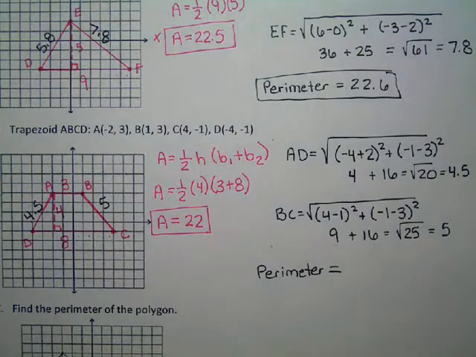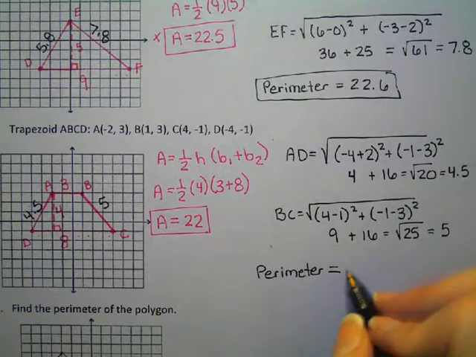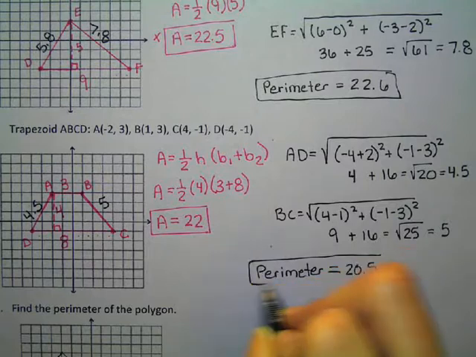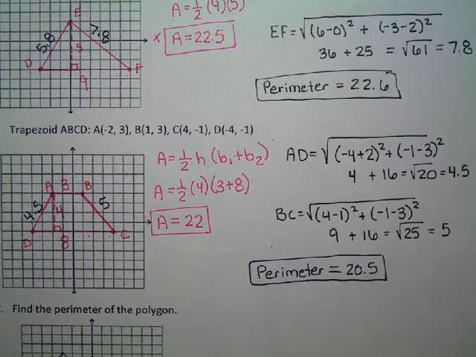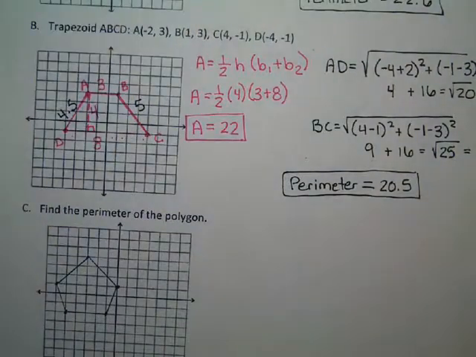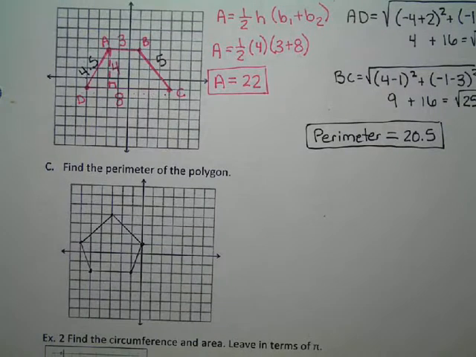So I'll add these numbers together. 3 plus 5 plus 8 plus 4.5 equals 20.5. So using our area formulas from before and using distance formula to help us find the perimeter. This one, they didn't give you the ordered pairs. So if they give you a picture, can you take a picture and figure out the ordered pairs in order to do the formulas?